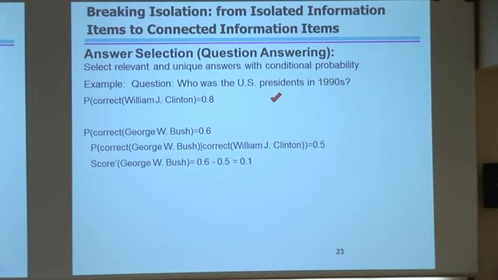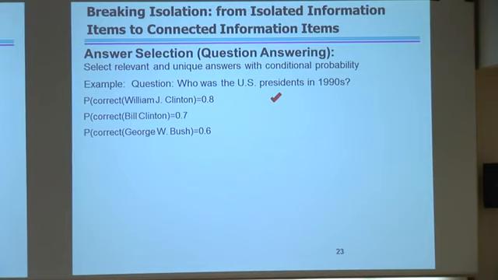In a similar way, we can also calculate a new score for the third answer, George W. Bush. Eventually, we will be able to select answers by their new scores, ignore the second, which is a duplicated answer, and select the third one. So this shows some of the power of our joint probabilistic approach for answer selection.